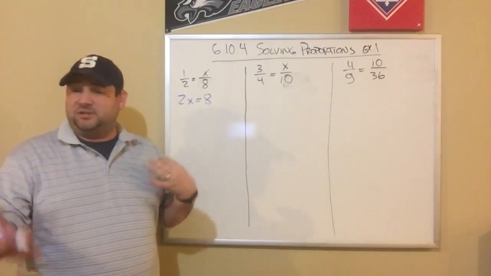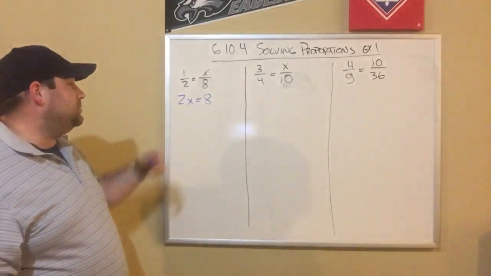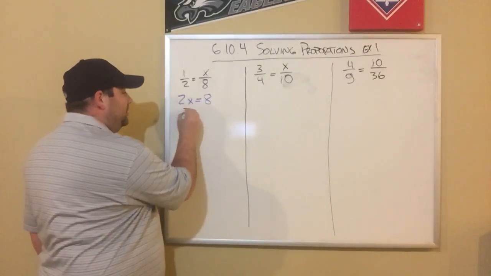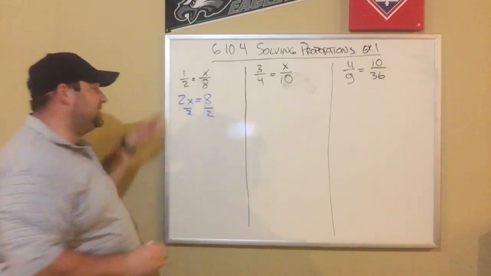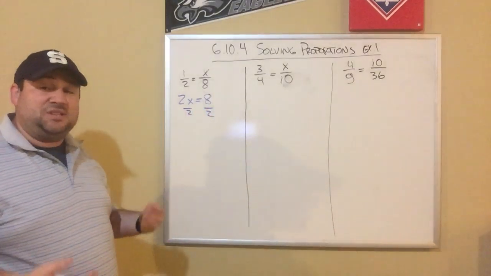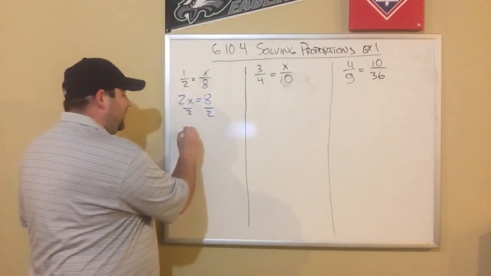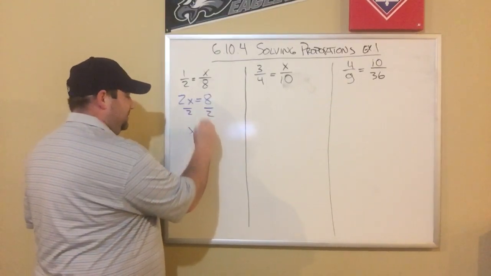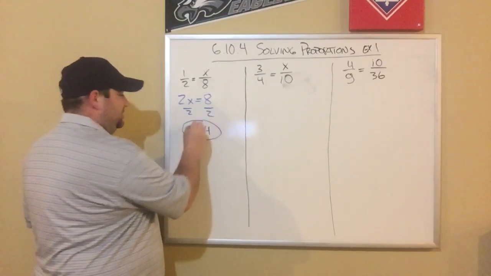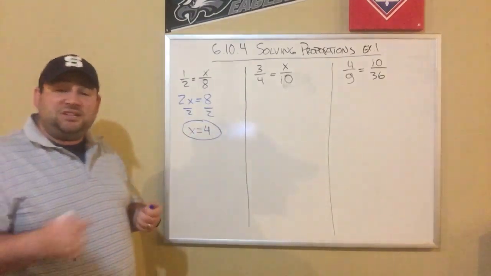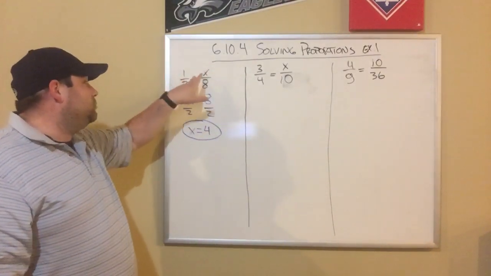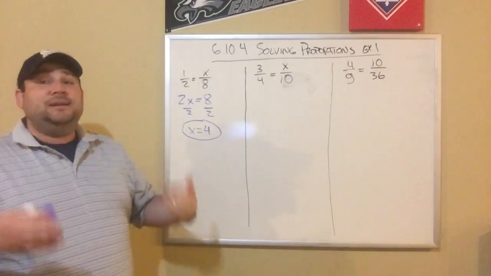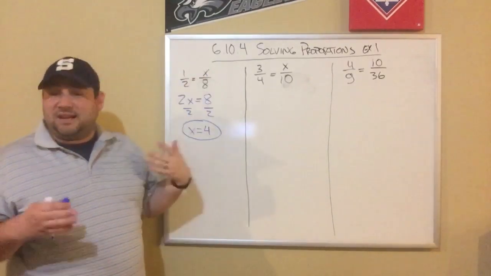We learned how to solve one-step equations already. 2x equals 8. To solve this equation, all we do is we divide both sides by 2 because this is 2 times x equals 8. So we do the opposite, divide by 2, and we figure out that x equals 8 divided by 2, which is 4. We've got our first answer. And we could check this by putting it back in here. Is 1/2 and 4/8 the same thing? Yes, they are. If I simplified 4/8, I'd get 1/2.